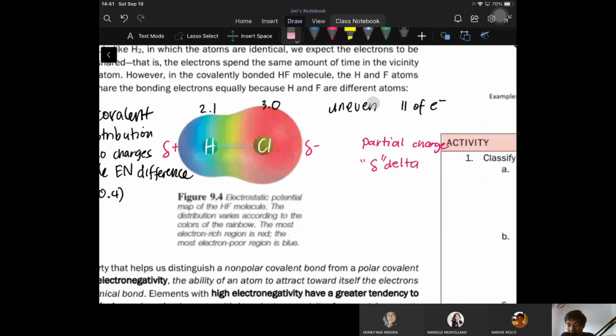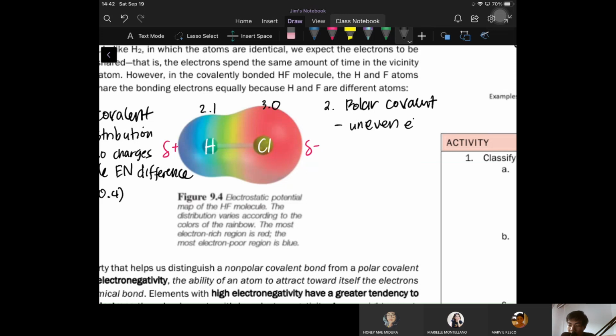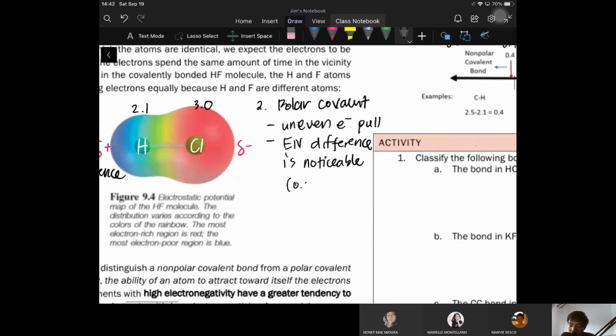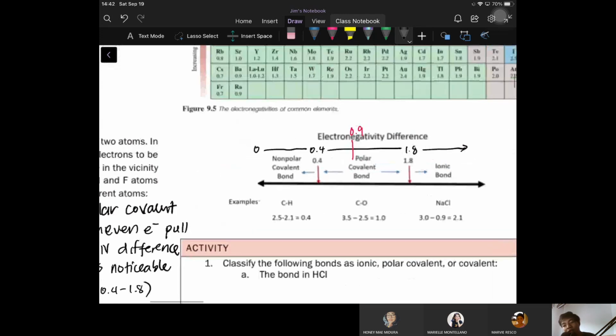Okay. So, the second one is ito, yung polar natin. Number two, polar covalent. So, ano yung meron tayo sa polar covalent? Uneven electron pool. Ibig sabihin nun, the electronegativity difference is noticeable. Medyo malaki yung difference. So, ano yung difference na yun? 0.4 to 1.8. Wag niyo na kabisaduhin, tignan niyo na lang 'to. Hindi naman kailangan kabisado 'yan eh.